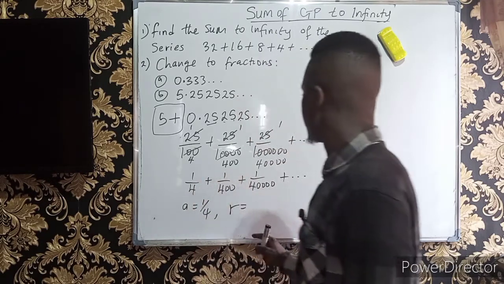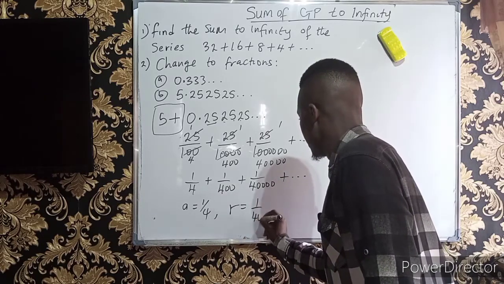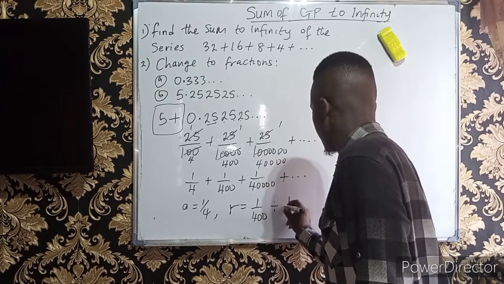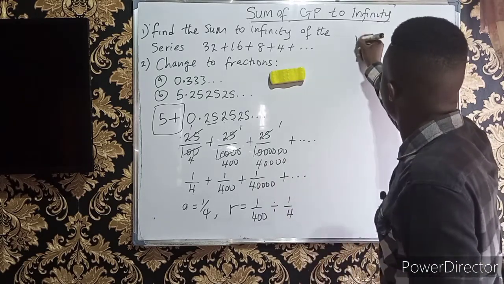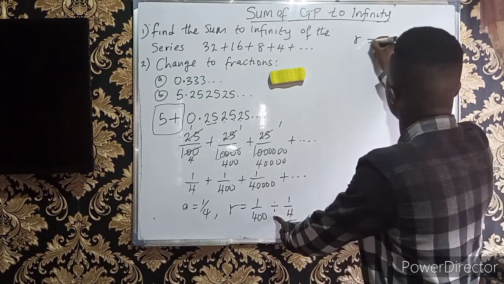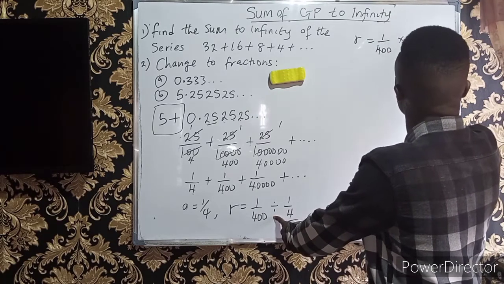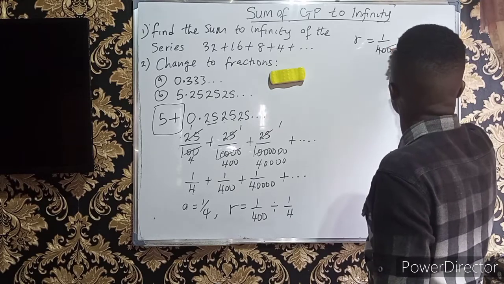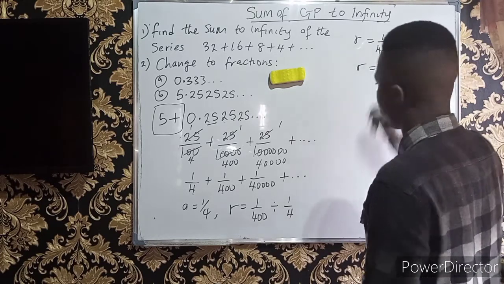My common ratio is second term divided by first term. So I have 1 over 400 divided by 1 over 4. Okay, so I will change division to times. I'll have r as 1 over 400 times 4 over 1. 4 here is 1, 4 here is 100. So common ratio is now 1 over 100.